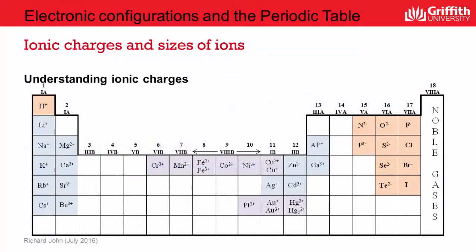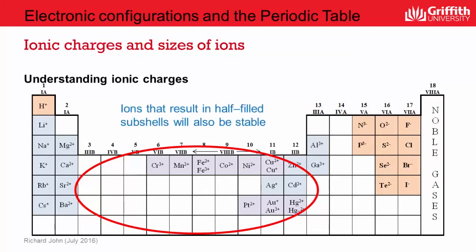Now, while these general rules apply to many main group elements in the s and p blocks, it's more difficult to apply the general rules to elements in other parts of the periodic table, such as the d block. And aside from full electron shells or full subshells, stable electron configurations are also obtained with half-filled subshells, so ions that result in half-filled subshells will also be stable, and this can be used as a guide to predicting which stable ions may form, particularly in this part of the periodic table.